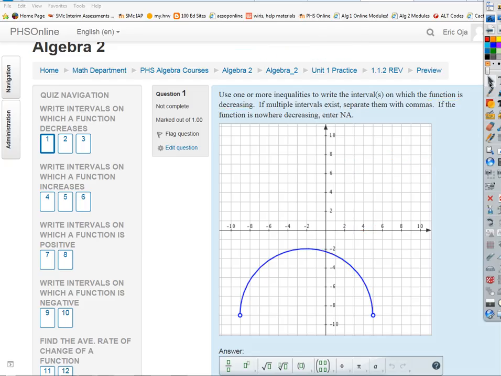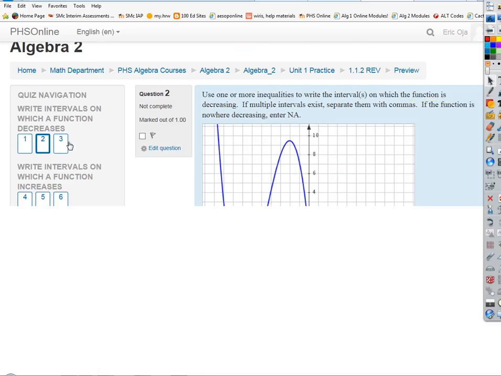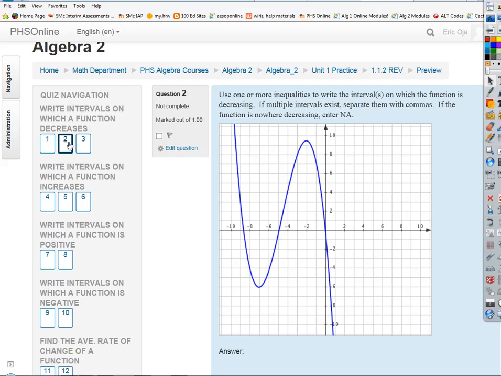All right, what about one like that? And I'm going to read through the directions here. I think it's important to kind of know what you're being asked to do. Use one or more inequalities to write the intervals on which the function is decreasing. So where the ant's walking downhill left to right. If multiple intervals exist, just separate them with commas.